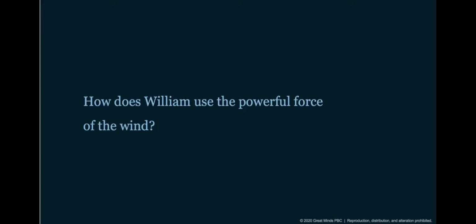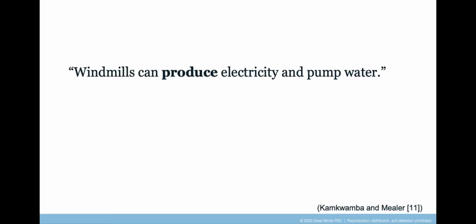But before we get back into the text, let's think about the question that has been framing our work while we've been exploring The Boy Who Harnessed the Wind. And that question is, how does William use the powerful force of the wind? So today you'll continue to explore how William used the powerful force of the wind to help his village. Now you're going to think more about how William was able to produce electricity for his village.